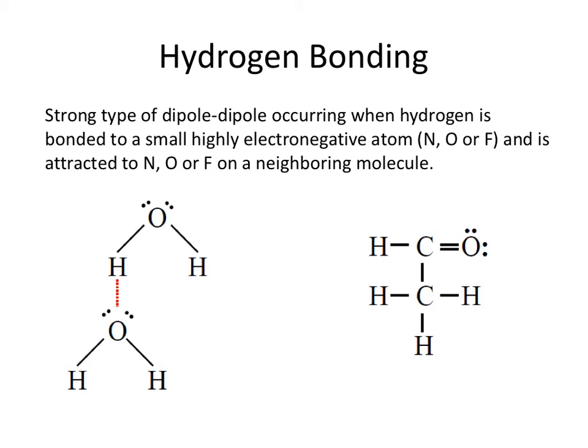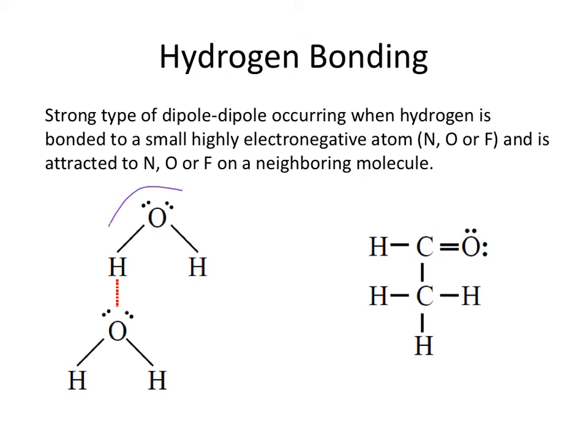Next, we have hydrogen bonding. Hydrogen bonding is a particularly strong type of dipole-dipole force where hydrogen is attracted to a small and highly electronegative atom, such as nitrogen, oxygen, or fluorine. Specifically, this occurs when hydrogen is bonded to N, O, or F in one molecule and attracted to N, O, or F in a neighboring molecule. This can be 5 to 10 times stronger than a typical dipole-dipole interaction.